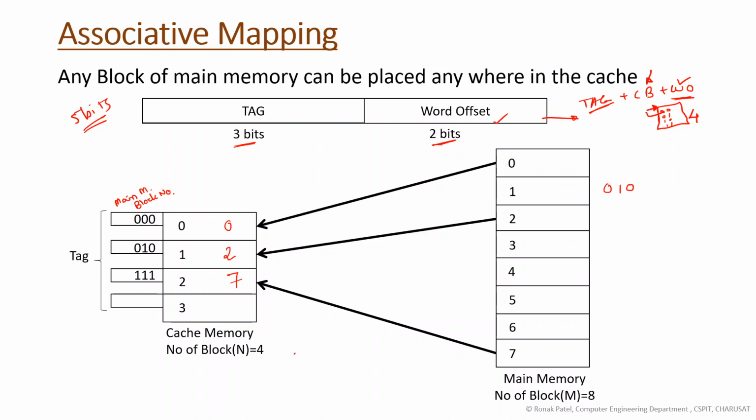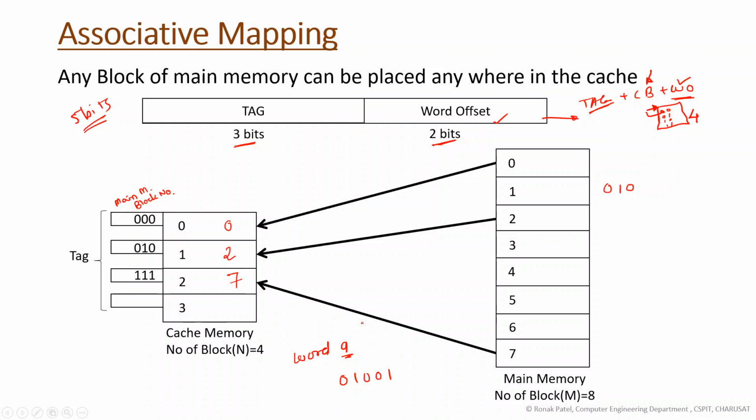In the previous case we have seen whether word 9 is present in cache memory or not. For word number 9, the physical address is 01001. This is the physical address for word number 9.